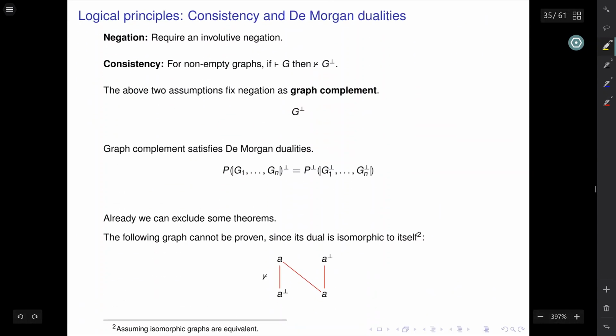And already we can exclude some theorems just from these two principles. We can say, for instance, the following cannot be proven, since the complement of this graph is, of course, A naught related to A, related to A, related to A naught, which is exactly isomorphic to the graph itself, and therefore consistency could not hold if it were provable.